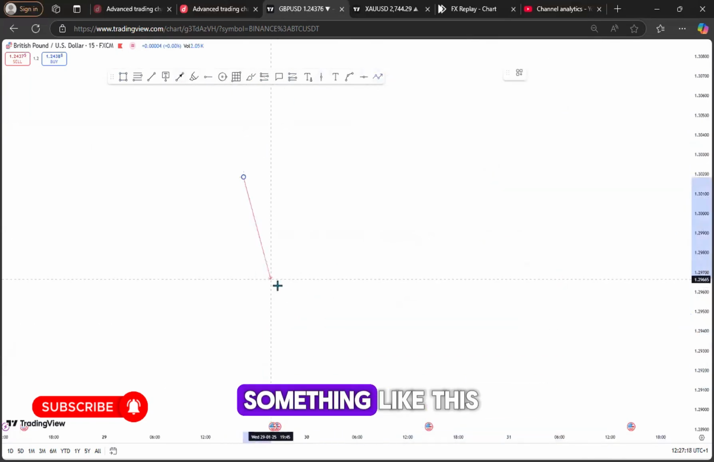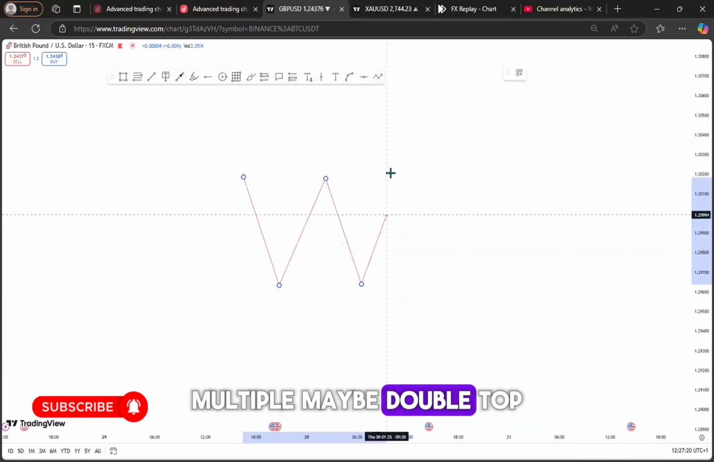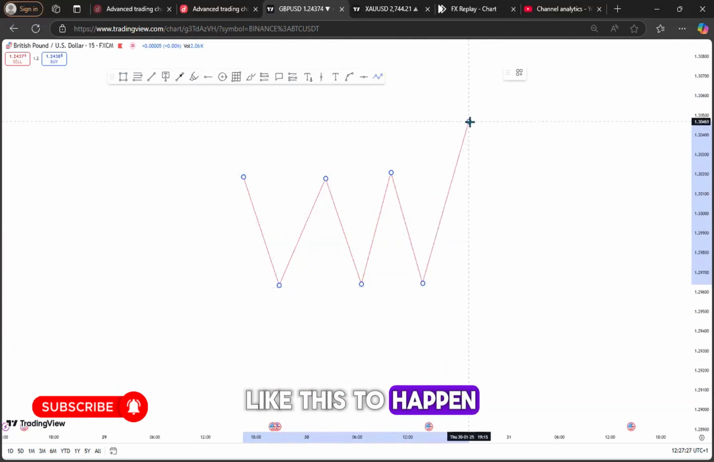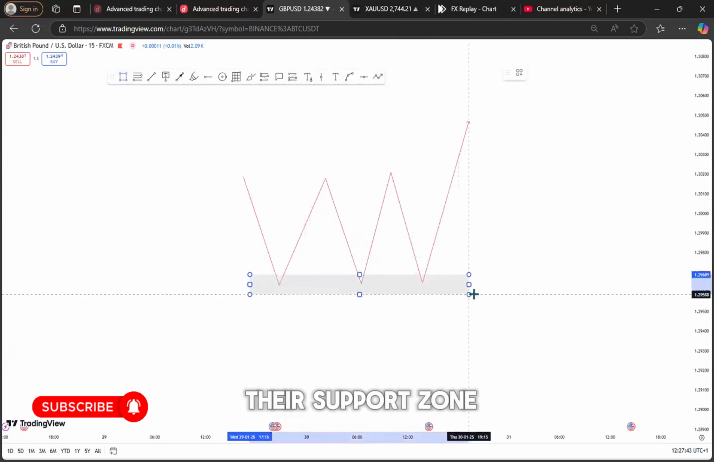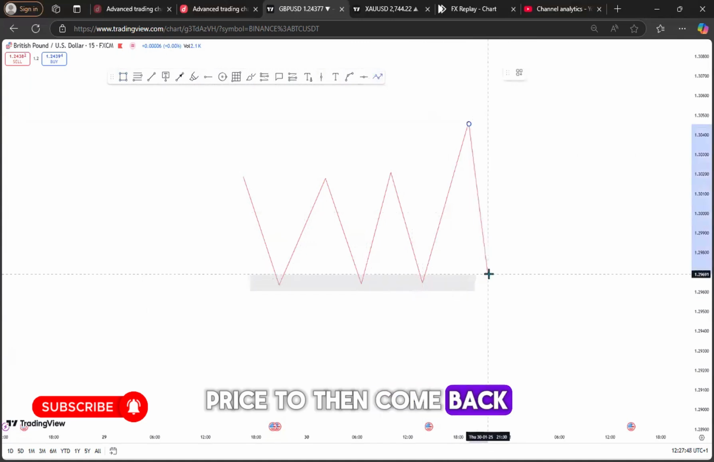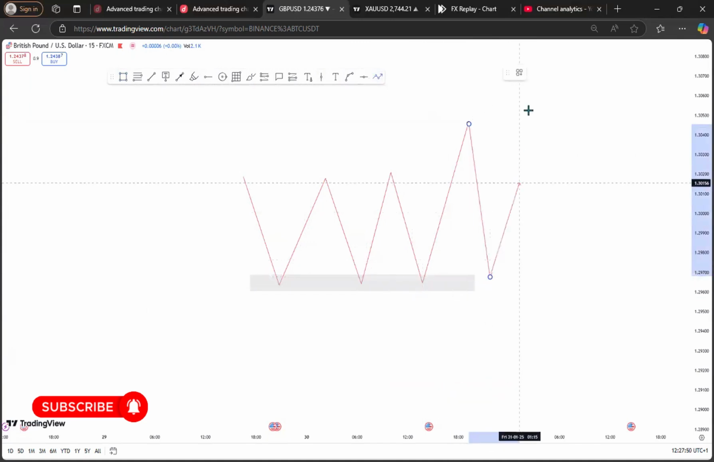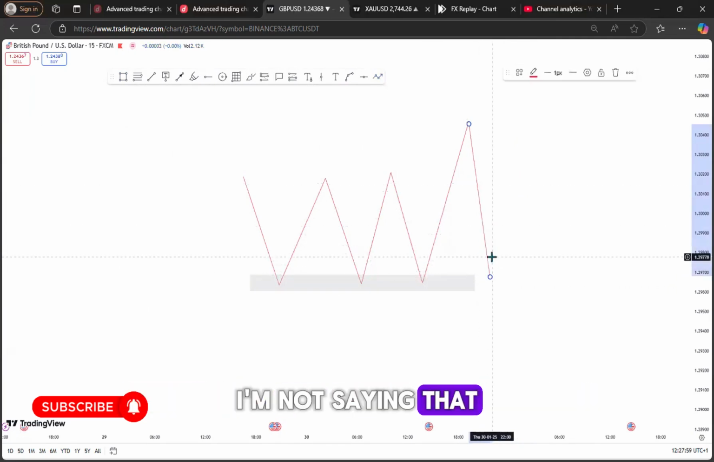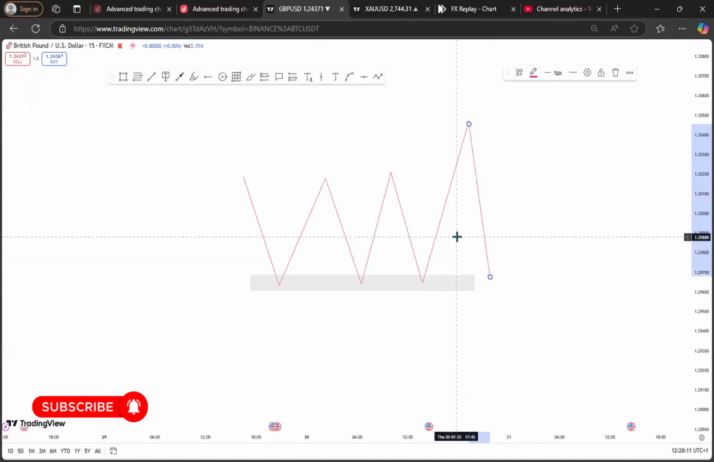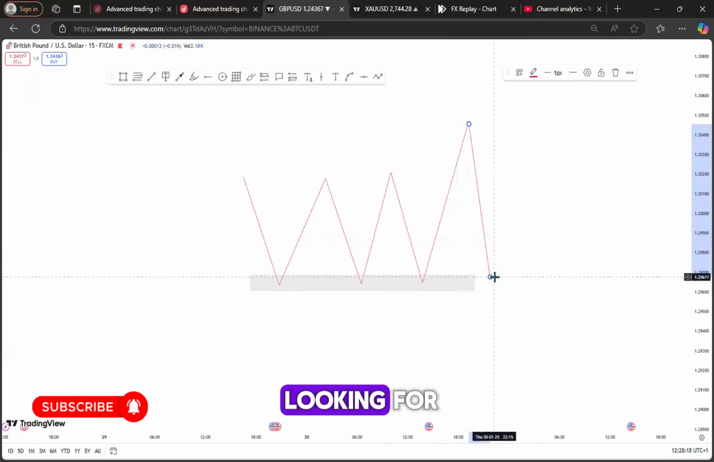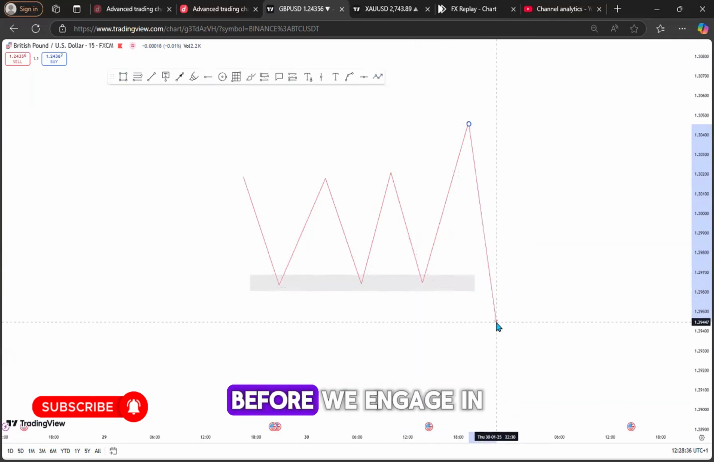Support and resistance is having something like this, multiple, maybe double top, double bottom like that, equal lows like this. They'll be expecting something like this to happen. They'll have this as their support zone for price to then come back and continue pushing to the upside. I'm not saying that support and resistance does not work. It does work, but as an SMC trader, we trade based on liquidity, and we are always looking for when this kind of manipulation happens before we engage in the market.